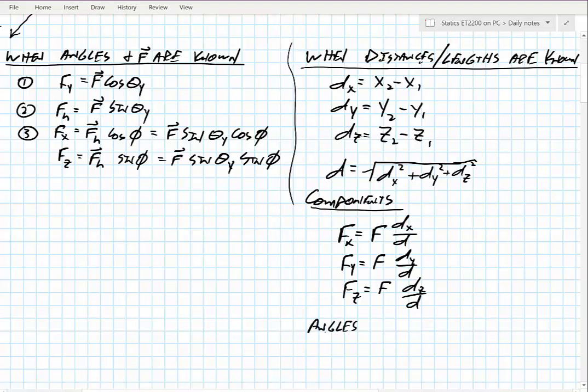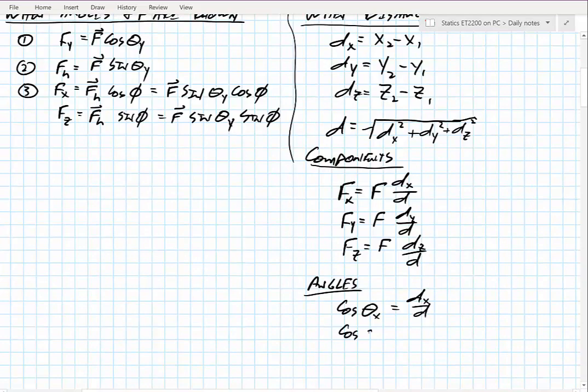Once again, this is something I don't think is as important. I rarely would see this, but if you wanted to find some kind of angle to the x-axis, cosine theta x would be equal to dx over d, and cosine theta y would be equal to dy over d. Cosine theta z is equal to dz over d. So, like I said, not as important.